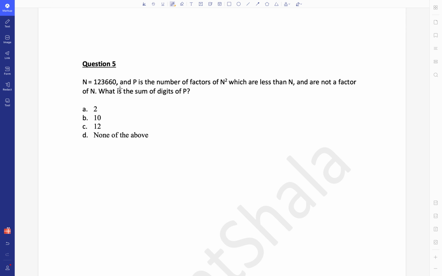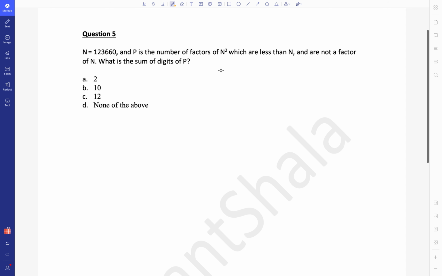This is a tricky question. Good question for concepts. So n is equal to this number. P is the number of factors of n square which are less than n and are not a factor of n. Okay. So three or 4 pieces of information given. Let's try to compile that in one pictorial diagram. So n is equal to this. Let's not consider this right now. P is the number of factors of n square which are less than n.